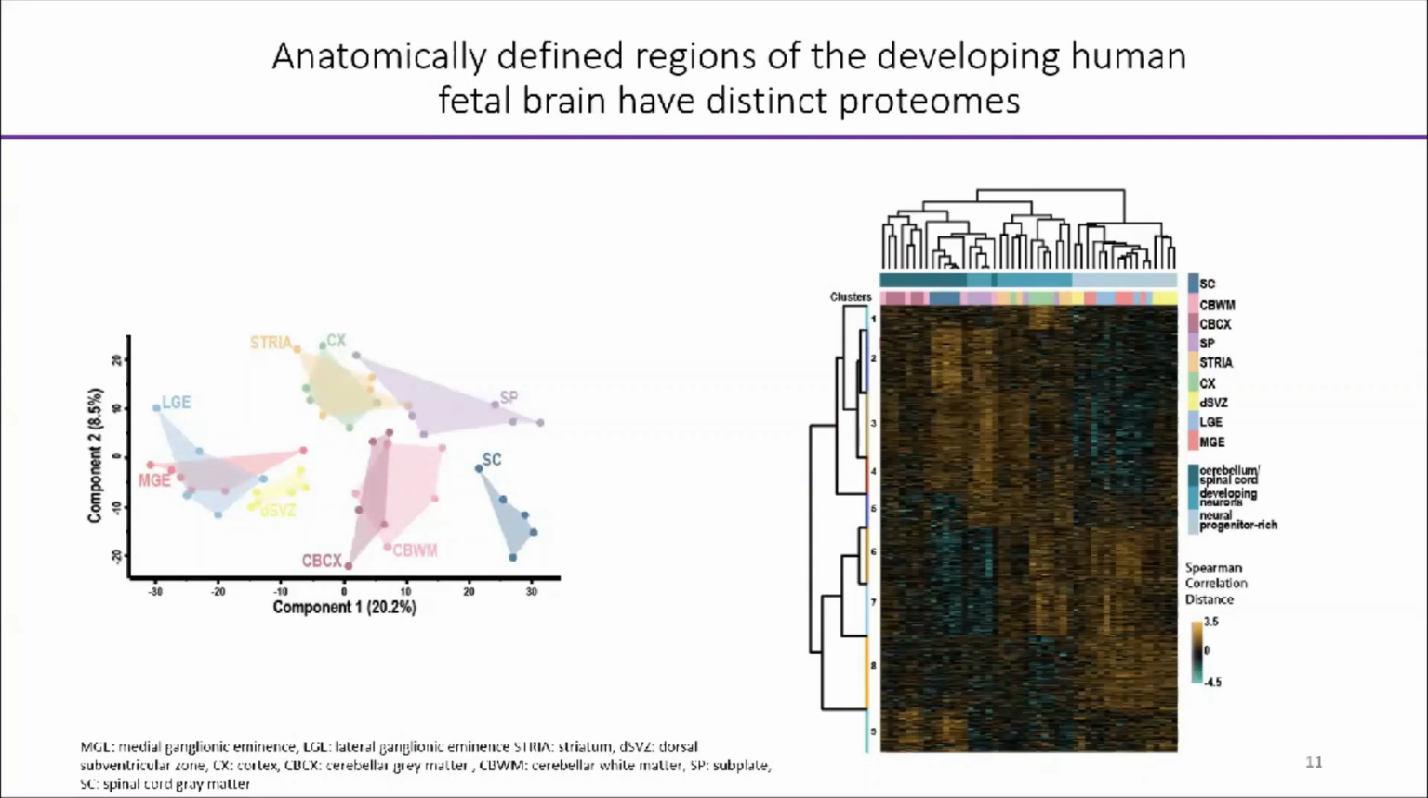Specifically, we profiled 9 different regions from 8 histopathologically normal human fetal brains from the early second trimester. Our analysis allowed many proteins to be spatially resolved and assigned to biologically distinct brain regions that are paralleled by the profiles of the organoid-derived cell types used in our analysis.